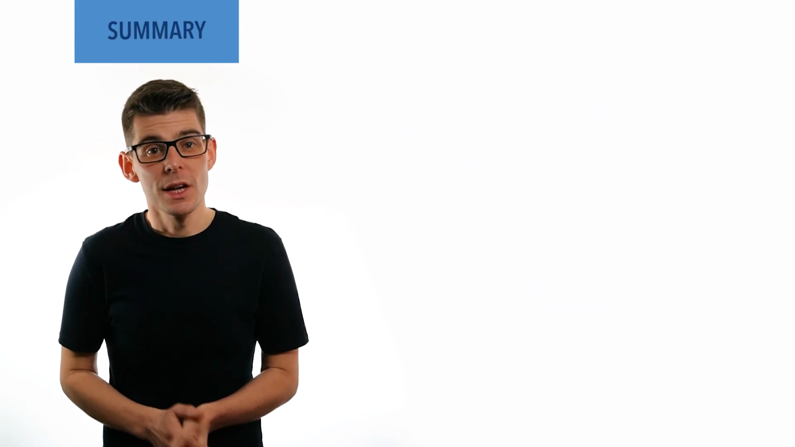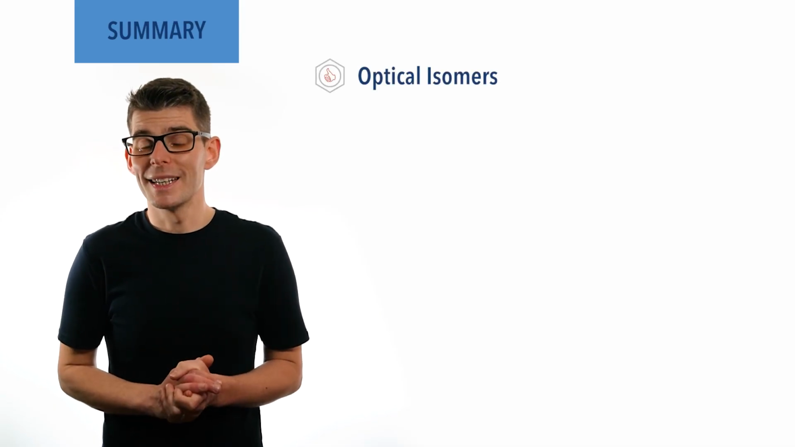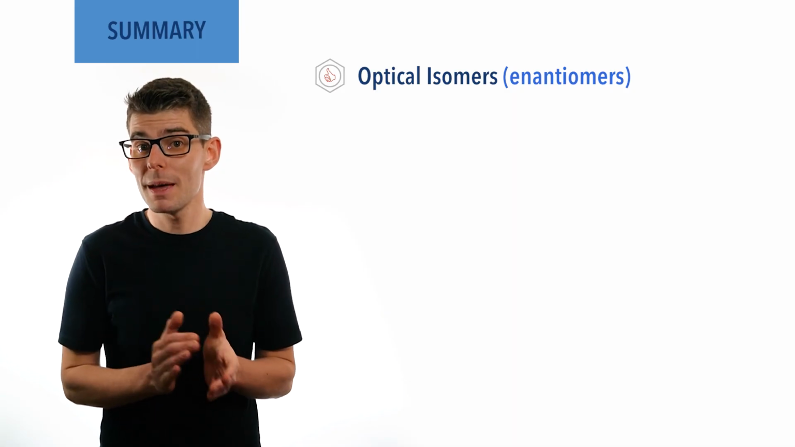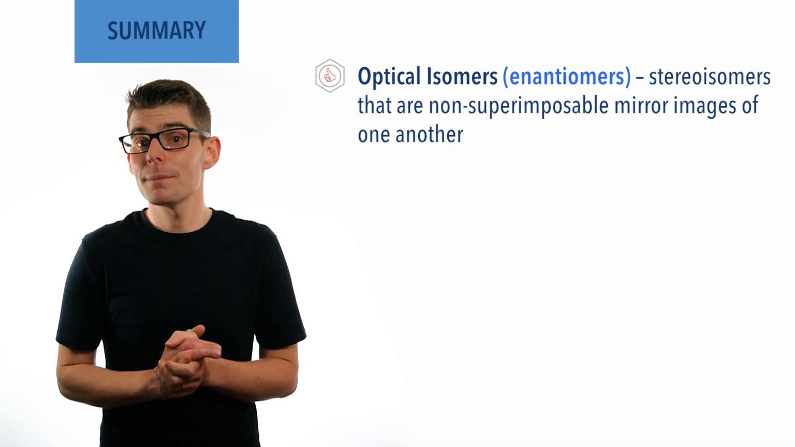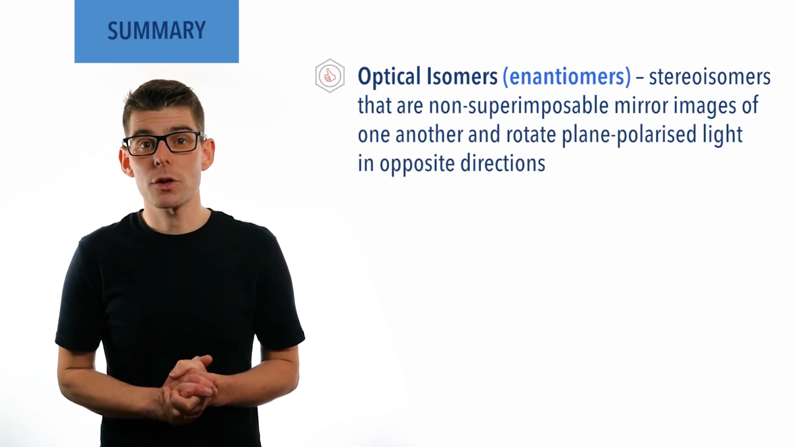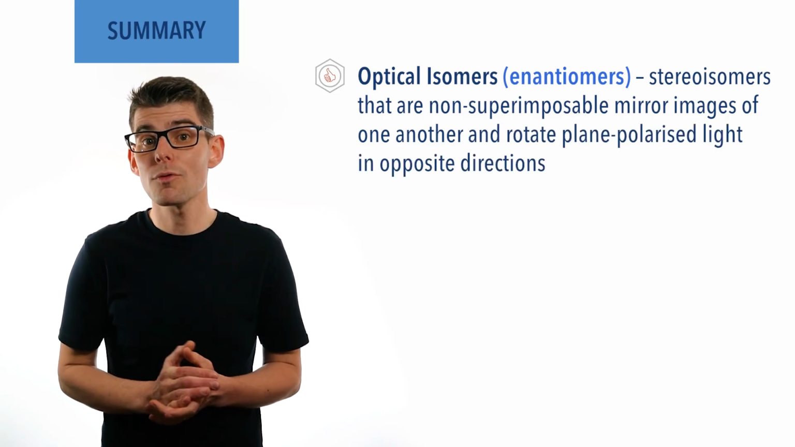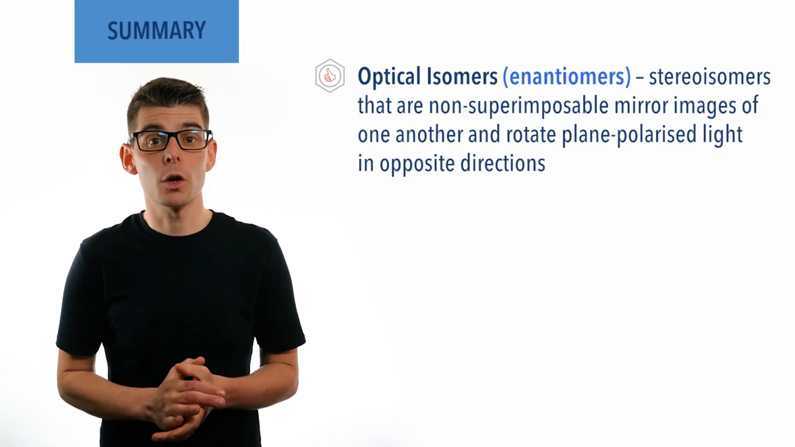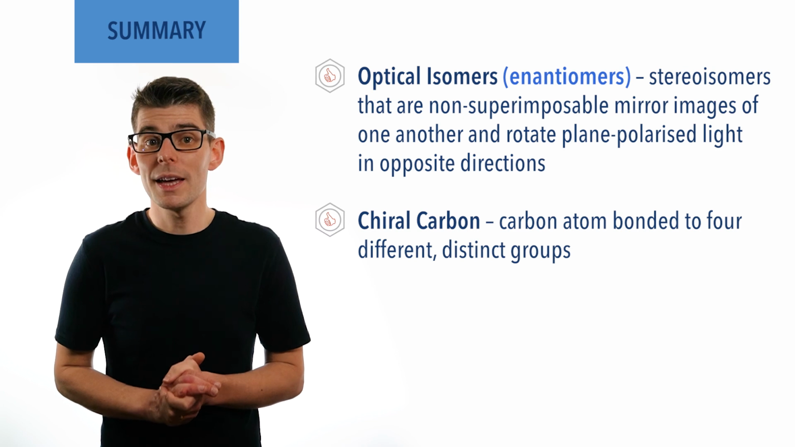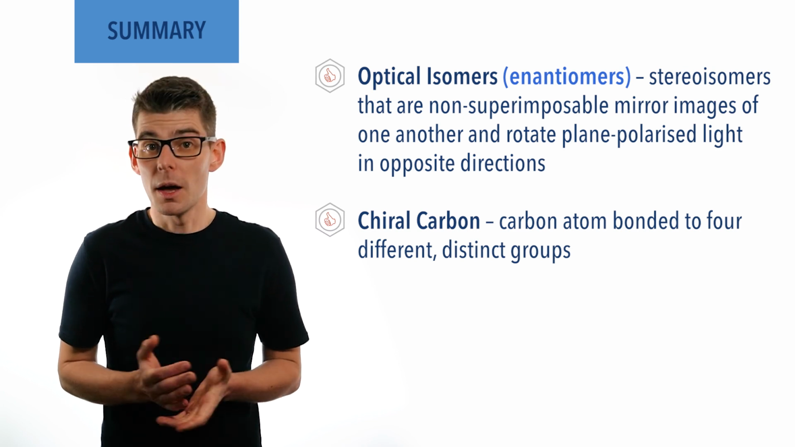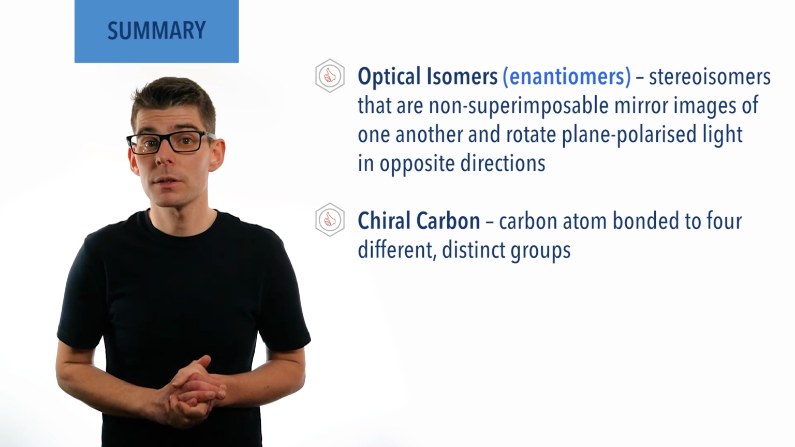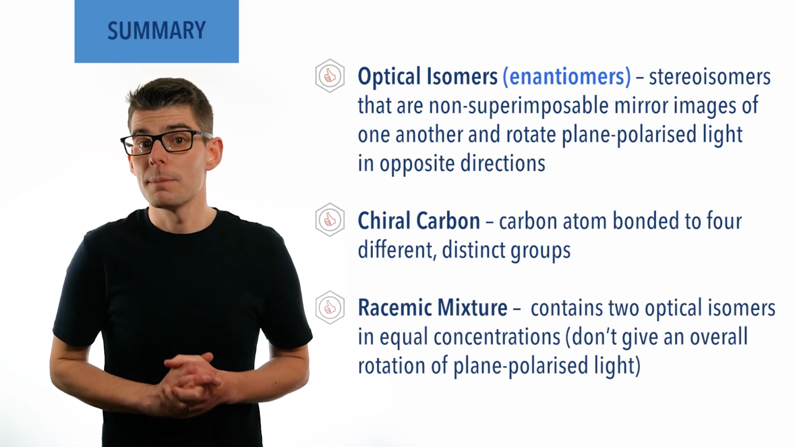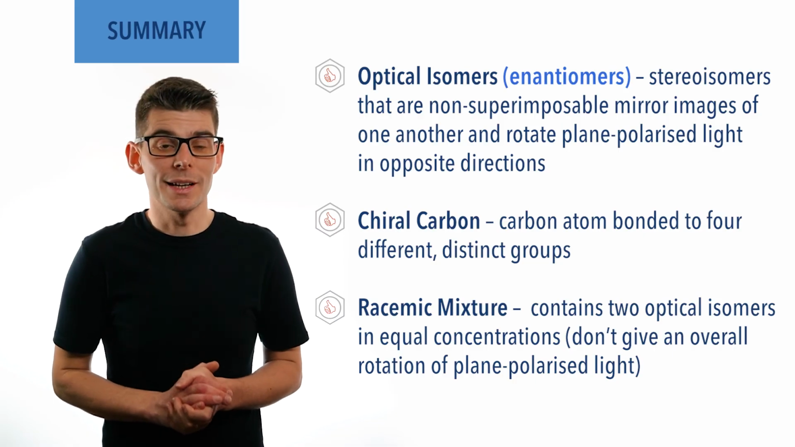So, to summarize, optical isomers, also called enantiomers, are stereoisomers that are non-superimposable mirror images of one another that rotate plane polarized light in opposite directions. Optical isomerism arises due to chirality. Carbons bonded to 4 different groups are called chiral, and the molecule they are in has chirality. A mixture that contains 2 optical isomers in equal quantities is called a racemic mixture. Racemic mixtures don't rotate plane polarized light.